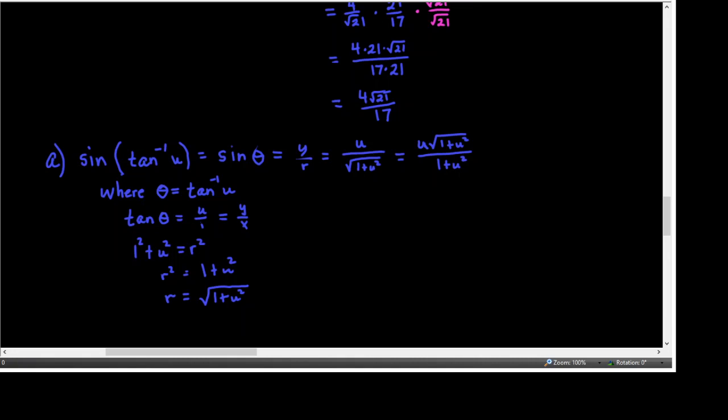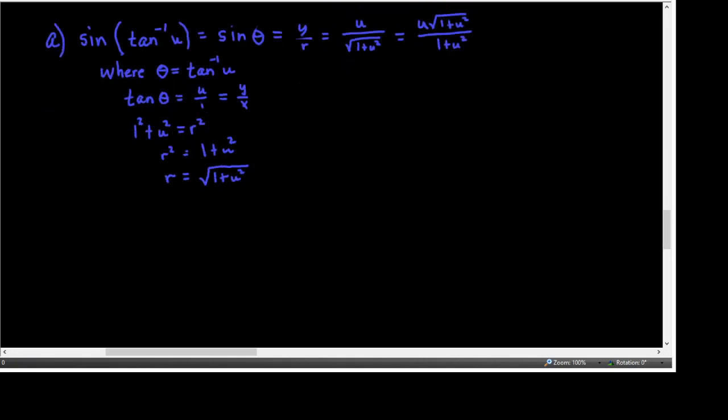So I'd like for you to try b by yourself and see what you can do with it. This one is cosine of 2 sine inverse of u. So pause the recording and see what you can do with this by yourself. All right, let's see how you did.